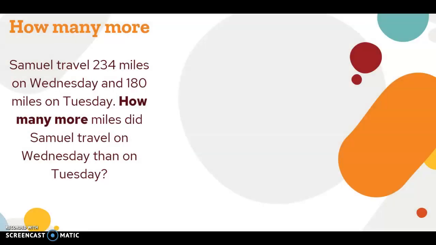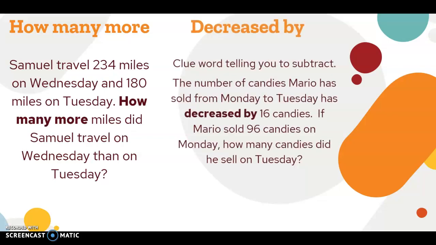How many more is another action phrase that lets us know that we are going to subtract. And decrease by is another clue to tell us that we are going to subtract.